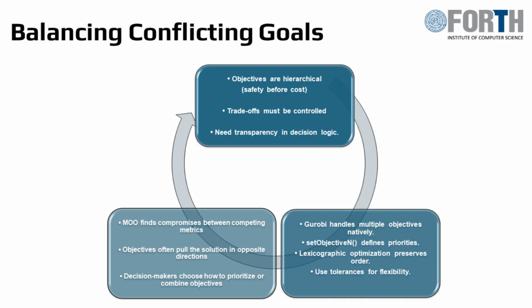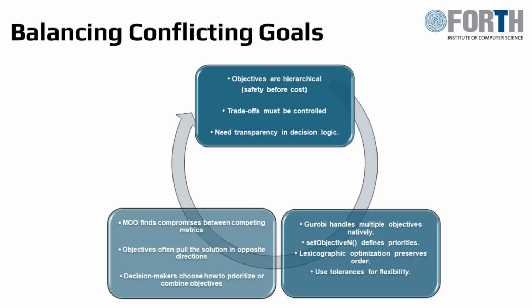When objectives conflict, the question is no longer simply how to optimize, but how to structure priorities. In many real decision problems, objectives are hierarchical. For instance, safety may come before cost, or service quality before efficiency. This means that not all goals are treated equally. Some must be satisfied first, and only then can we improve secondary criteria.